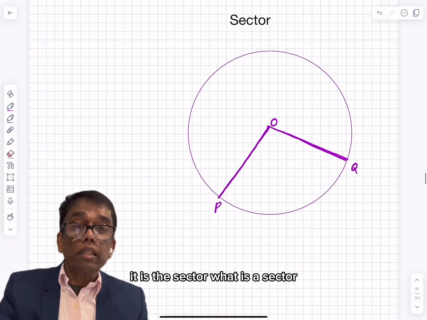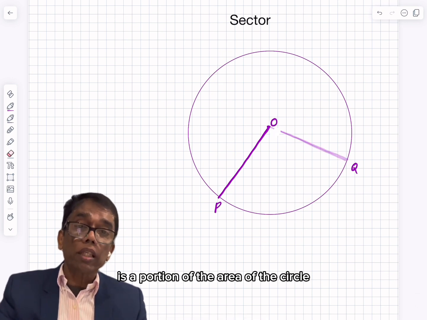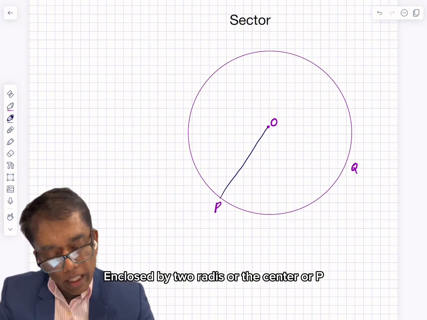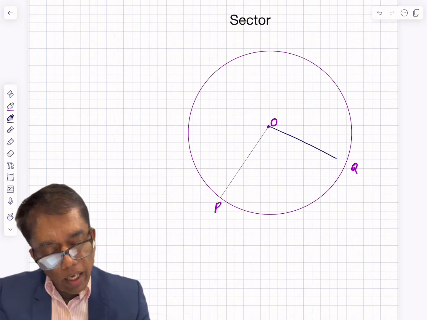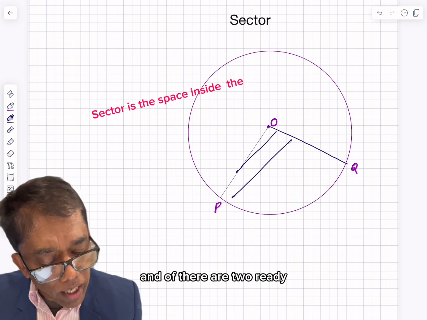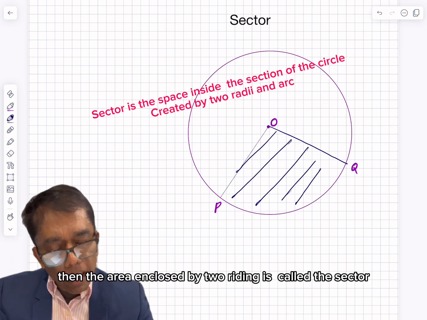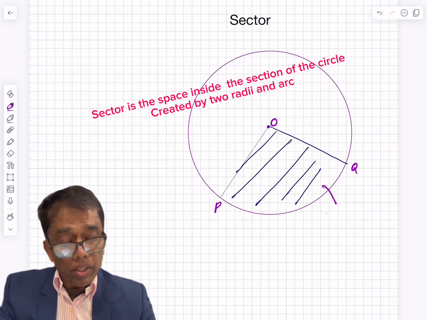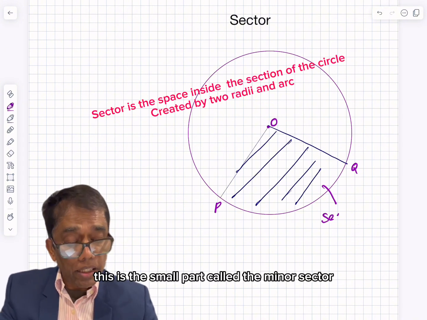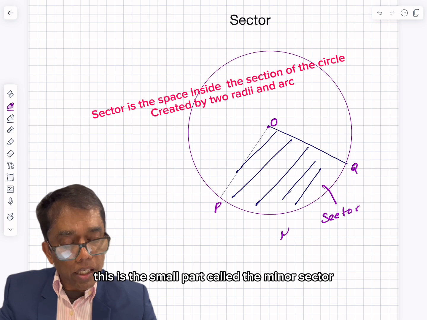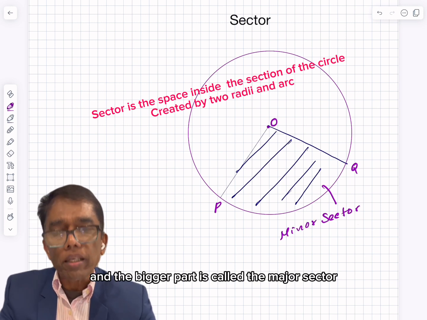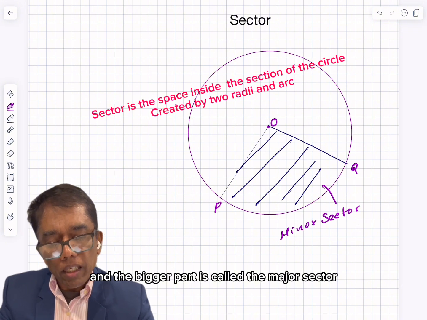It is the sector. What is a sector? It's a portion of the area of the circle enclosed by 2 radii. O is the center, OP and OQ. They are 2 radii. Then the area enclosed by 2 radii is called the sector. The small part is called the minor sector, and the bigger part is called the major sector.